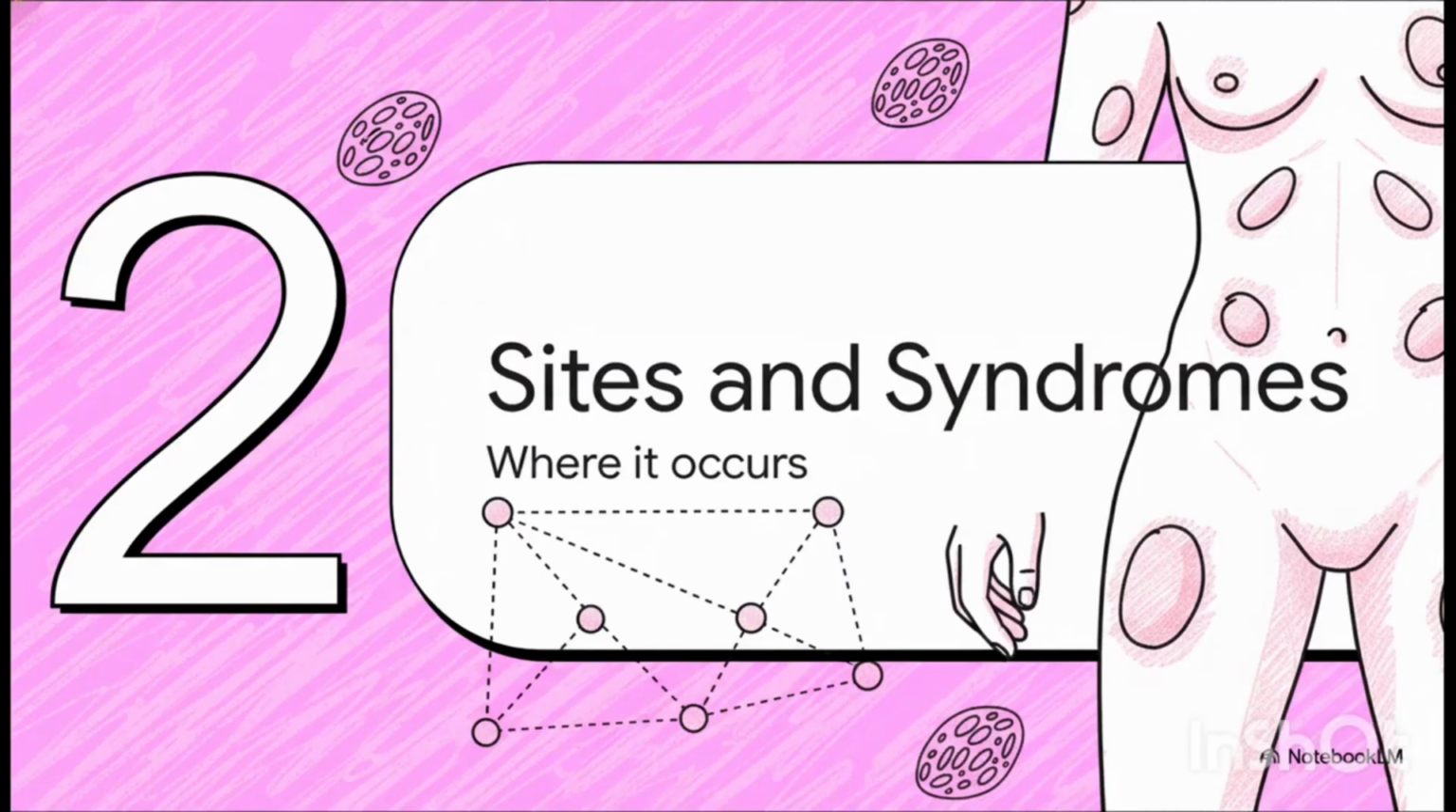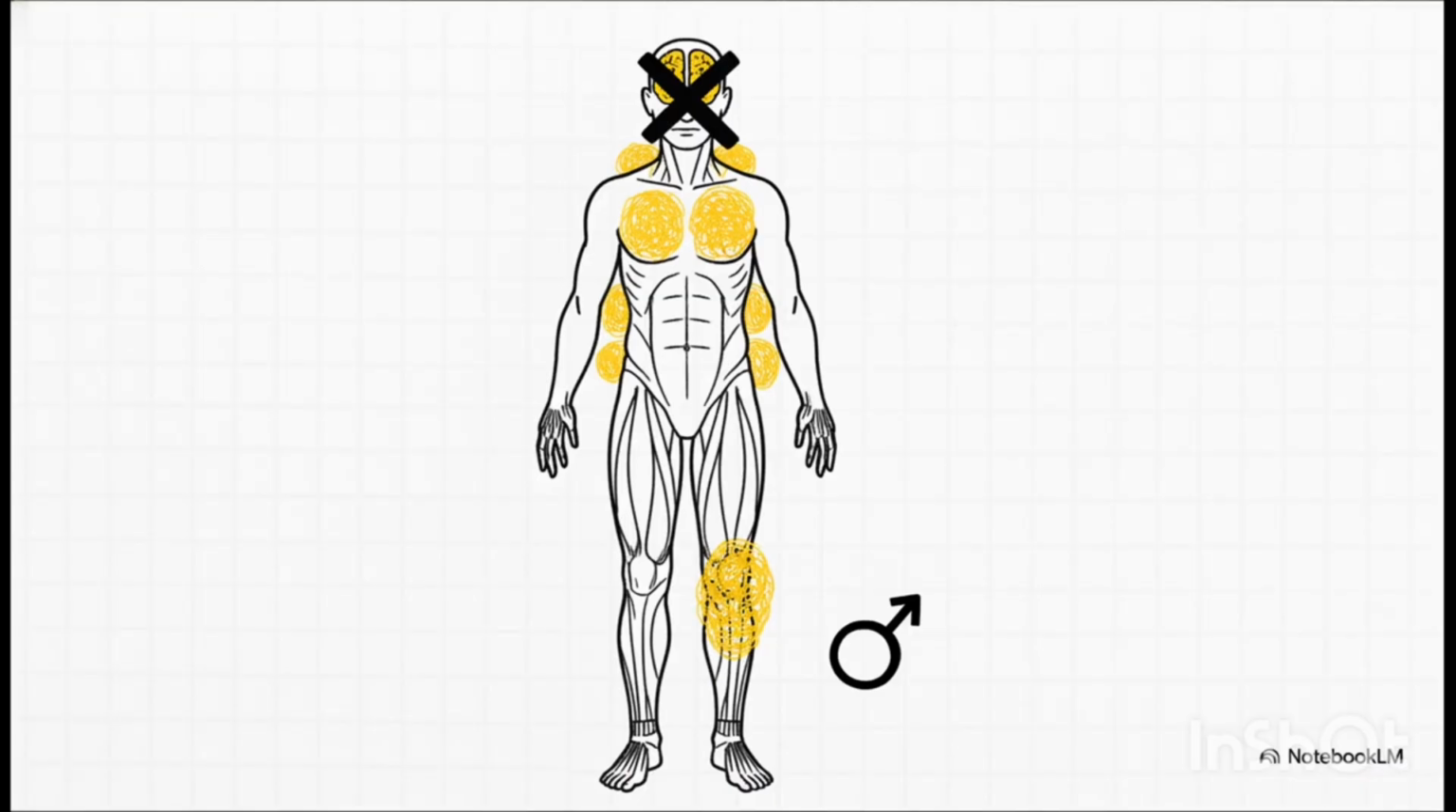Moving right along to Section 2, anatomical sites and syndromes. There's a very good reason it's dubbed the universal or ubiquitous tumor. It can literally occur anywhere in the body. Well, anywhere except the brain. The subcutaneous plane is by far the most common site. You'll see them all the time on the back, the neck, and the proximal extremities.